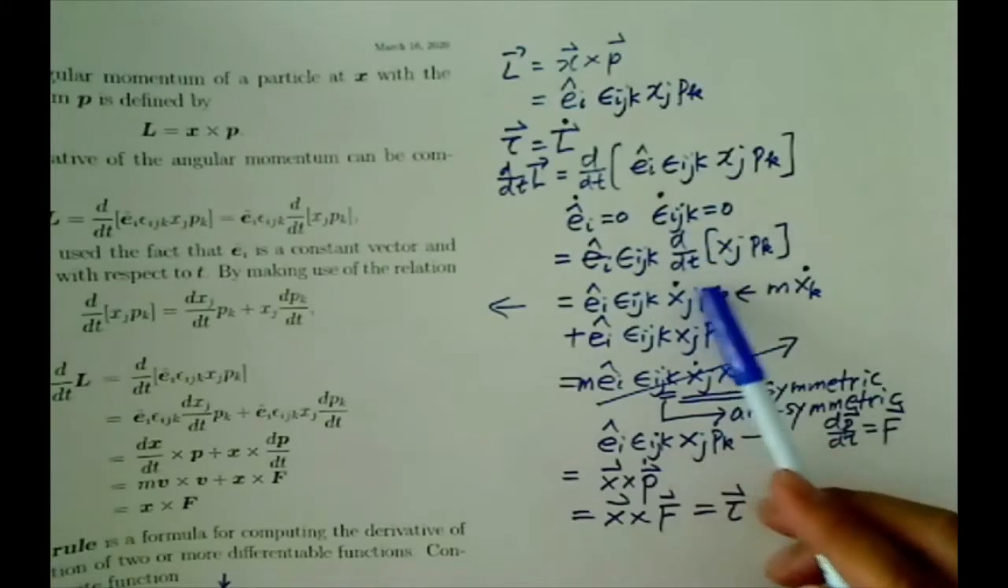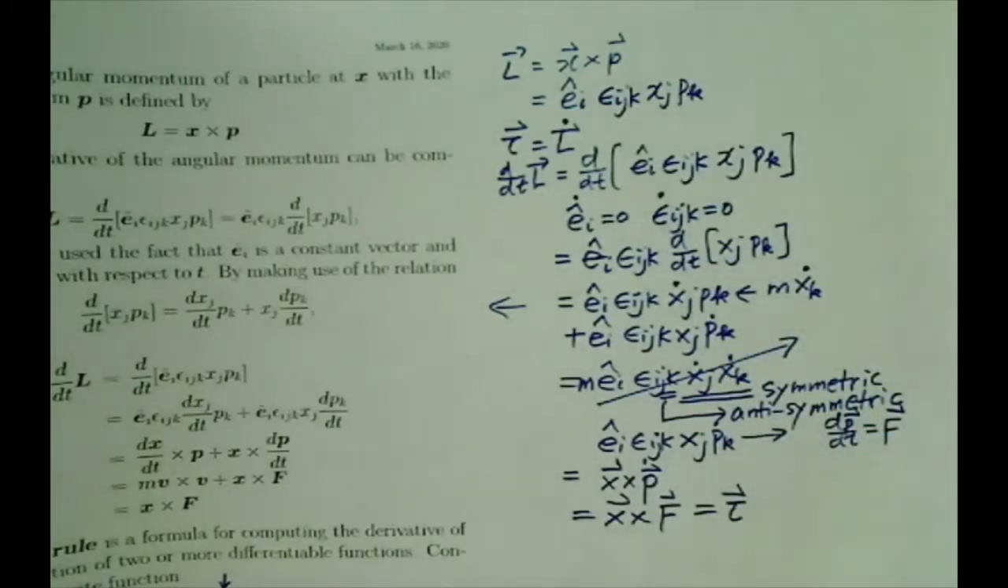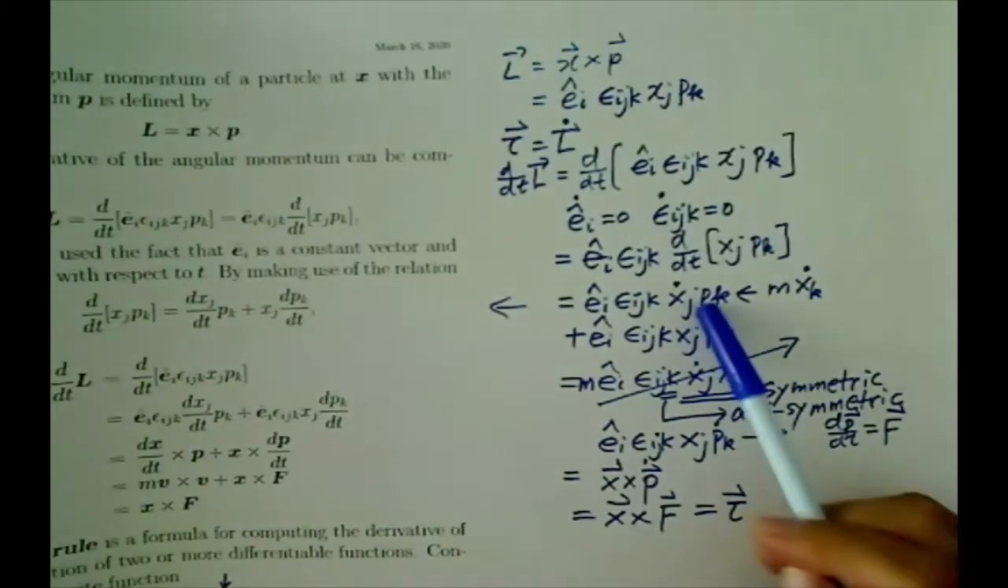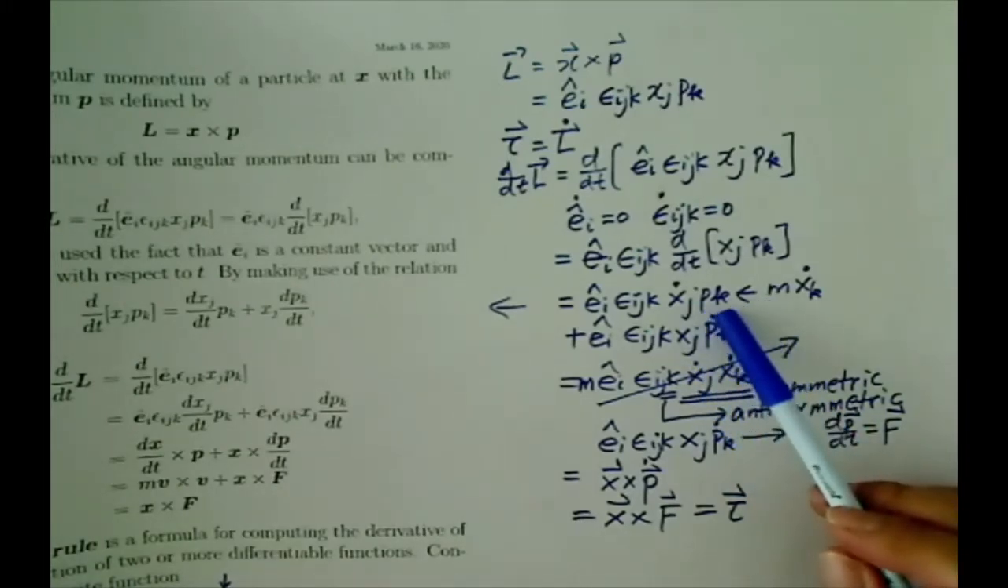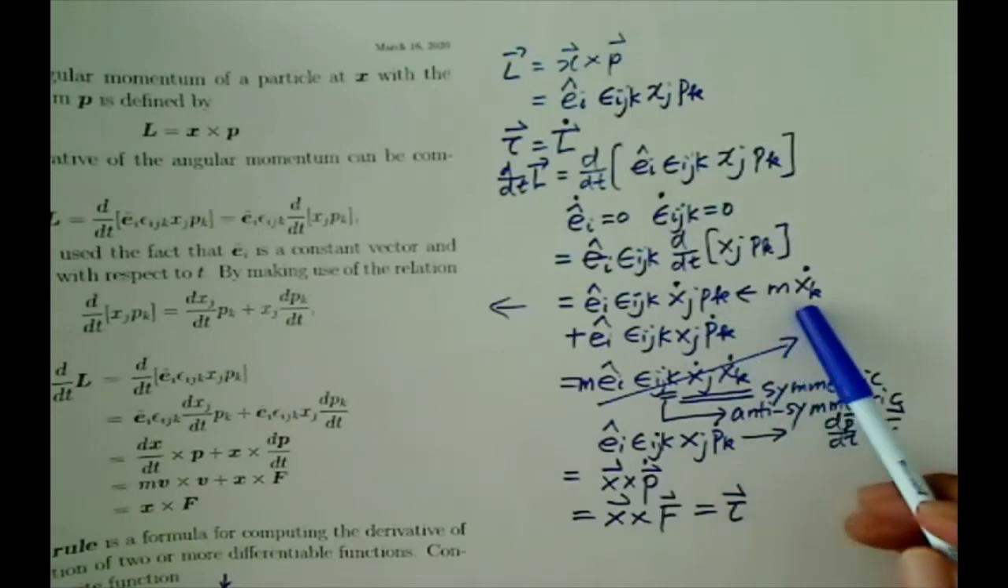And this is the derivative of two factors, xj and pk. We can apply the derivative rule for the product function. So we can take the derivative of x first. This is the term. And we can take the derivative of pk next. Finally, we have this vector. pk is actually the kth Cartesian component of linear momentum. And linear momentum is mass times velocity.